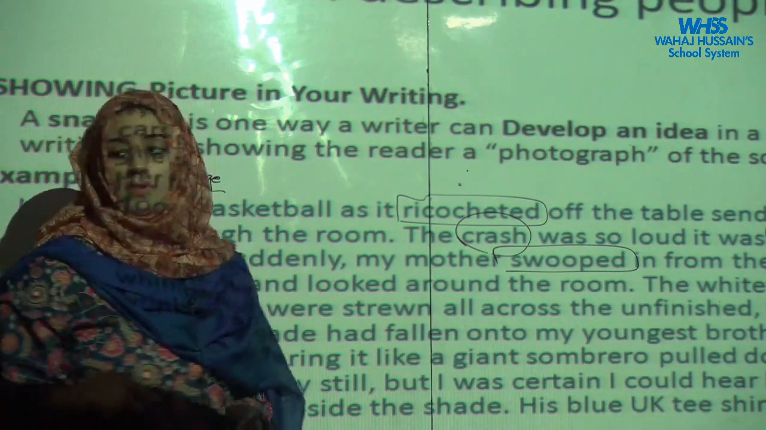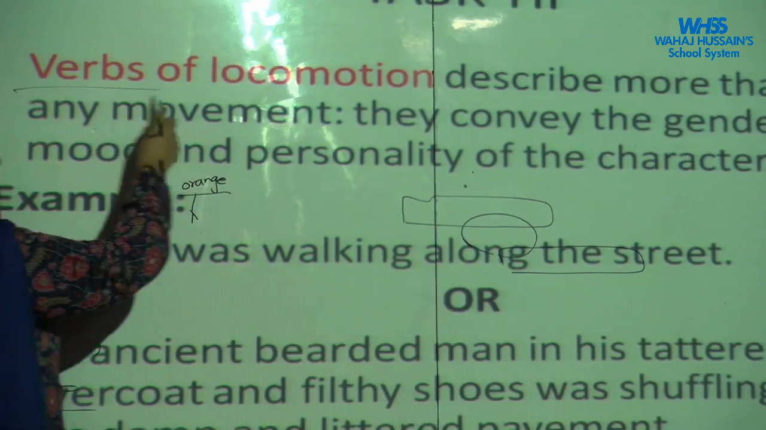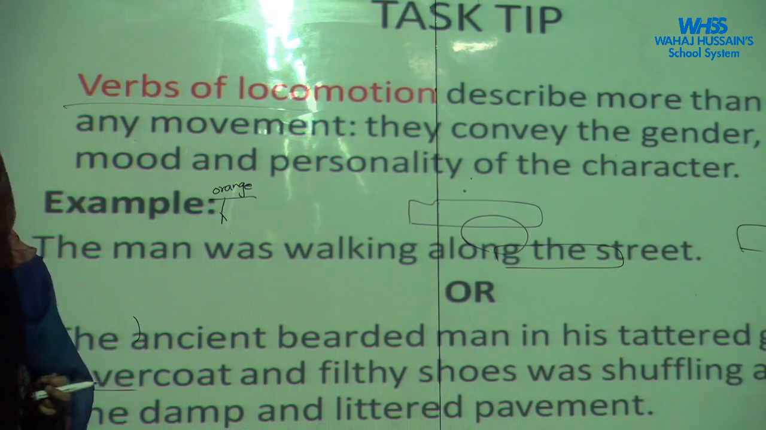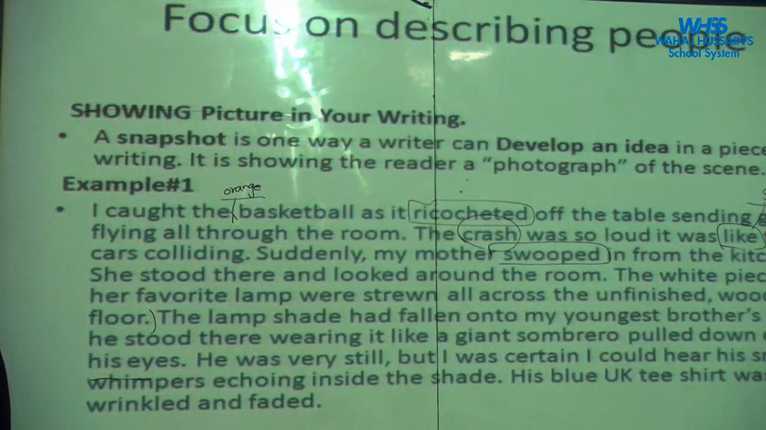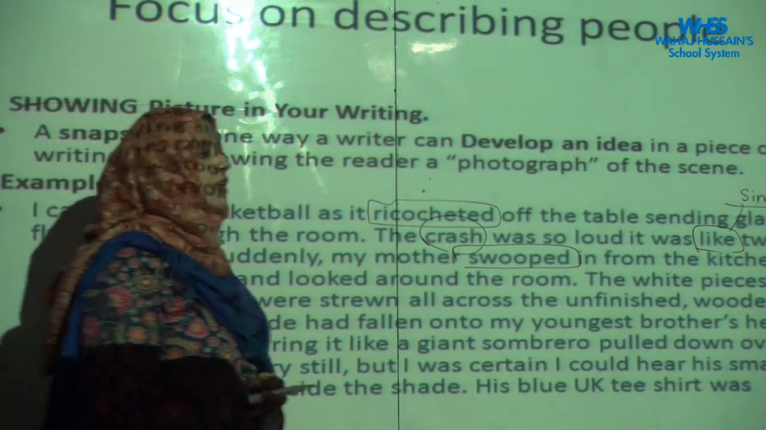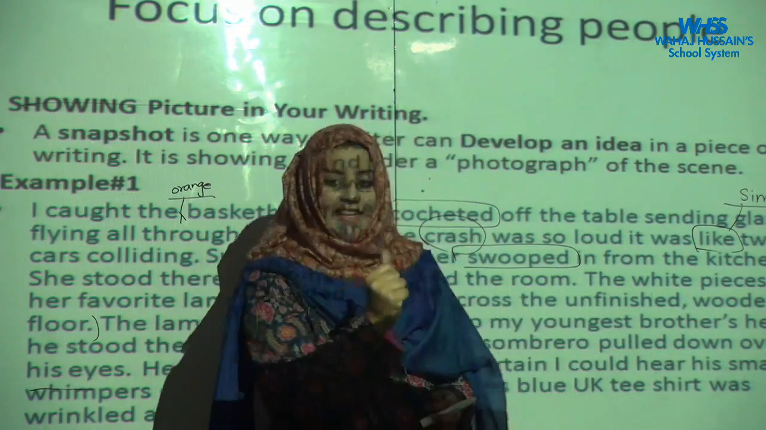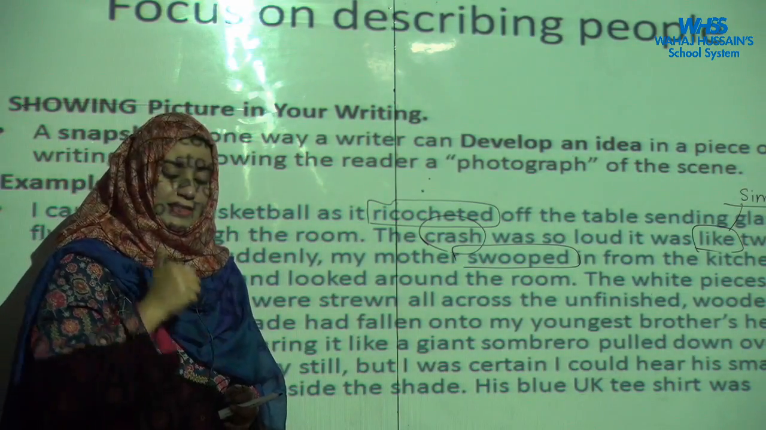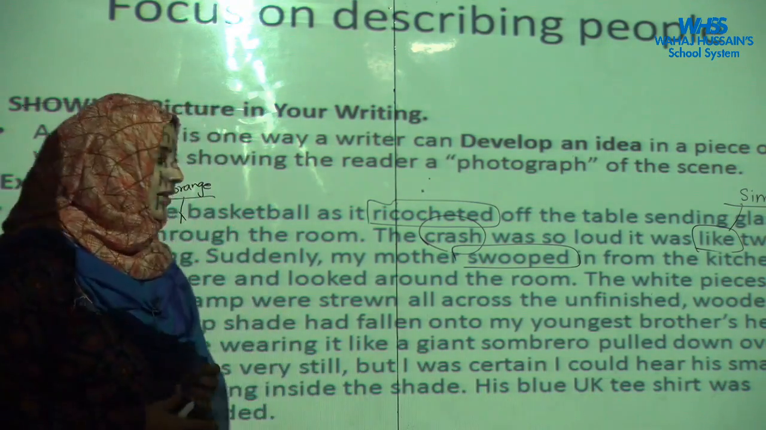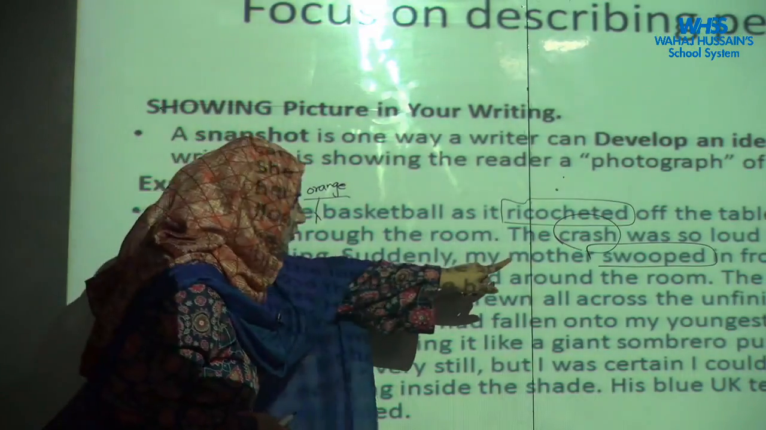Again, please make sure that you should never forget what verbs of locomotion are. They describe more than just any movement. So the movement was not like, I've heard my son crashing the table, and being a mother, I'm just walking towards my son. Okay, hello, you've broken the glass table. I'm not going to do that. It's like dashed, shot out of the kitchen, and then try to catch him red-handed. So over here, my mother swooped in from the kitchen. Very powerful expression over there.